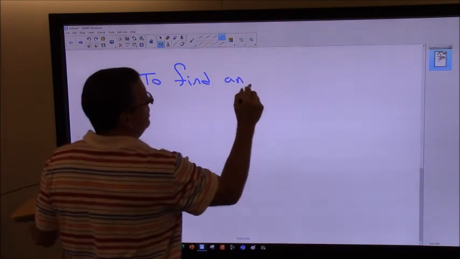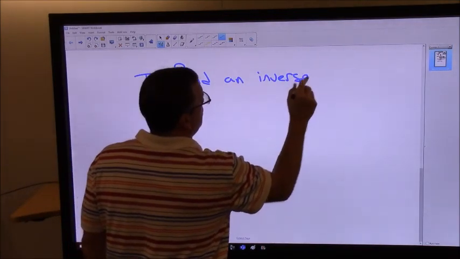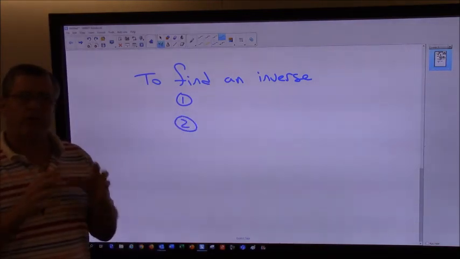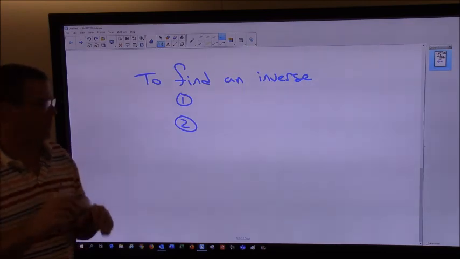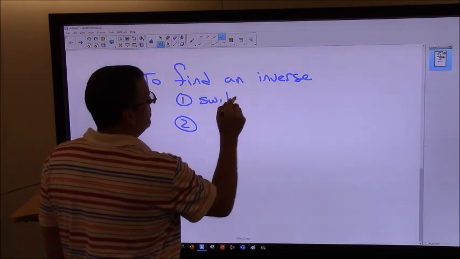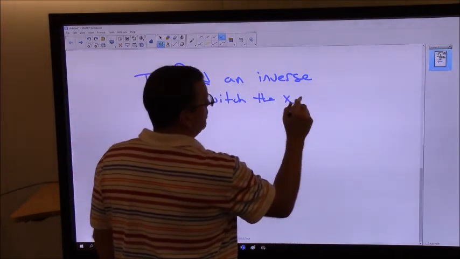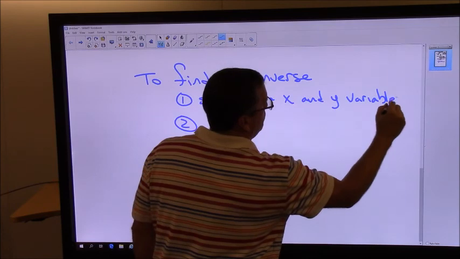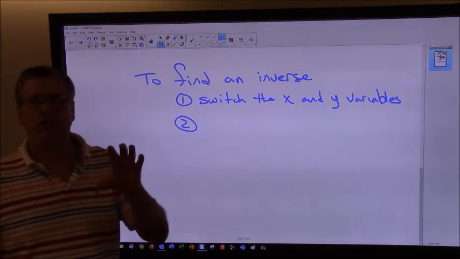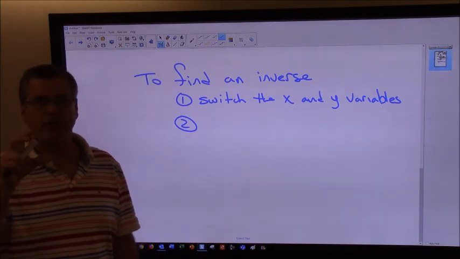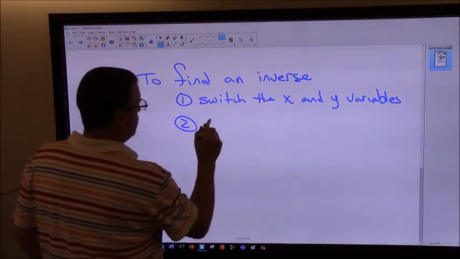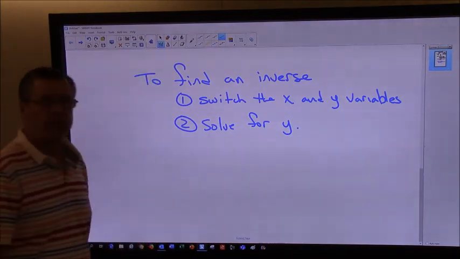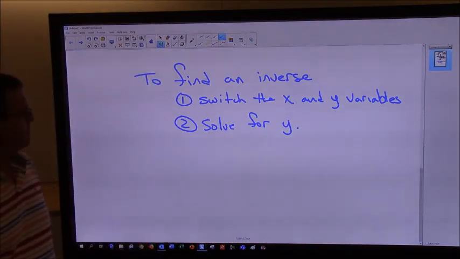To find an inverse, we need to follow two steps. Number one, because our definition is all the x and the y variables are switched, we're going to switch the x and y variables. What that means is everywhere where you see an x, you change it to a y. Everywhere where you see a y variable, you change that to an x. And then we're going to solve for y. And that will give us the inverse function. So let's do a problem like this.